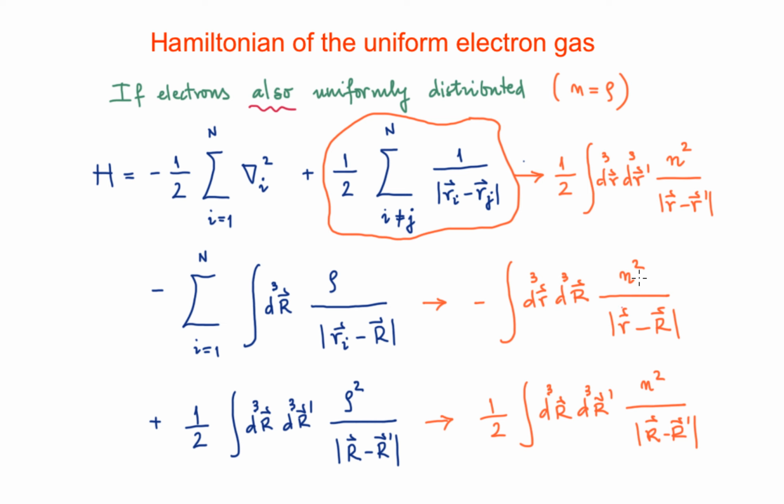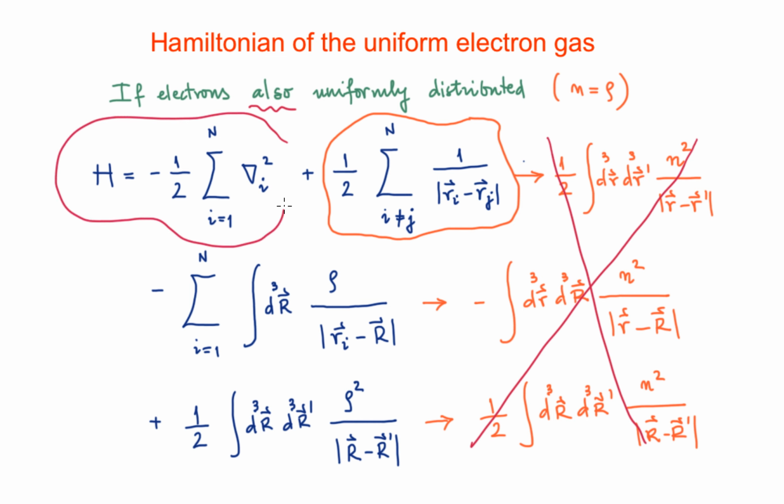As you can see here, these three terms cancel each other. So all the contributions associated to the interaction potentials are cancelled. The only term left here is the kinetic energy associated to the electrons. So considering the uniform electron gas approximation to describe this system, the only term left in the Hamiltonian is the kinetic energy of the electrons. So basically it means that the electrons move like free.